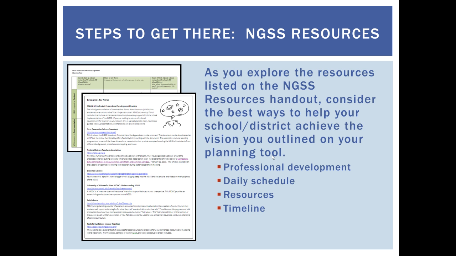Take some time as a team to explore the resources outlined on the Resources for NGSS handout. You will need a computer so you can investigate the different web resources. As you look, consider professional development, your school's daily schedule. Is there time allocated to do science in a meaningful way? Are there ways to overlap science with ELA or math? Resources. Do you have Title I funds that can help make science accessible for all students? Will you need to purchase additional lab equipment? And a timeline for making these changes.